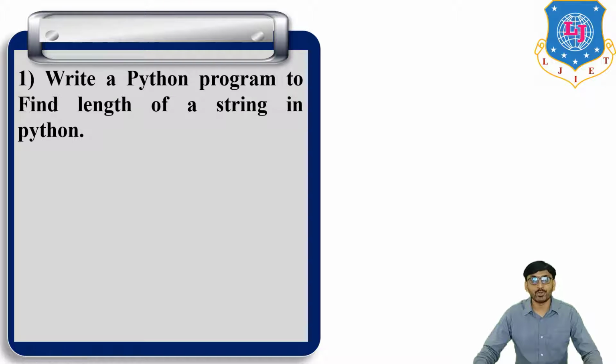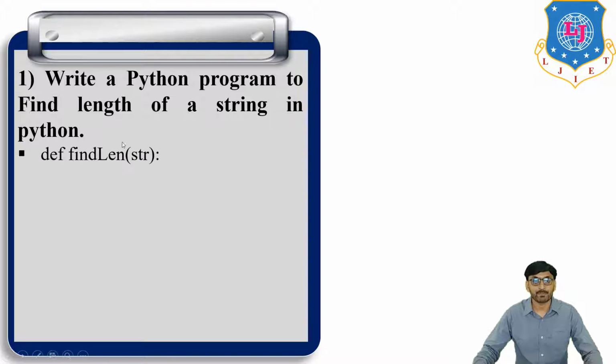Now first, what do you mean by string? It is a sequence of characters. And remember, a string is always in between single quotes or double quotes if it is a single-line string. If it is a multi-line string, then it is in between triple single quotes or triple double quotes. Okay. So in this program, we find out the length of a string.